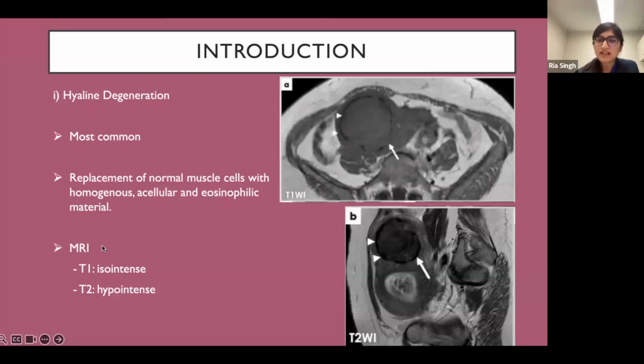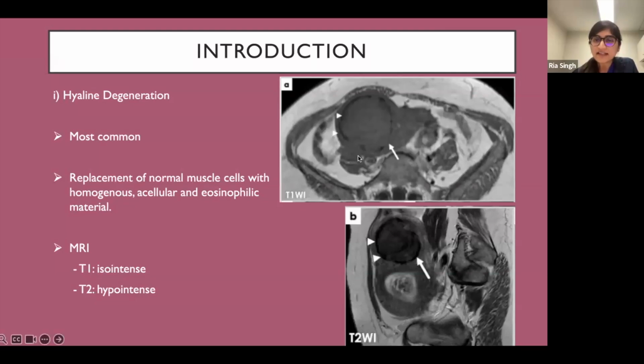MRI is the imaging modality that most adequately localizes and characterizes uterine fibroids. Hence, the images on the right side of the screen are the T1 and T2 sequences of a hyaline degeneration of the fibroid. Image A is an axial cross section, that is, when the body has been cut into slices from top to bottom. And you can see with the help of the arrow how a hyaline degeneration occurring in a uterine fibroid is seen on the image.